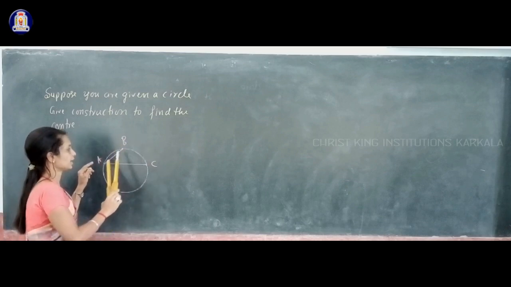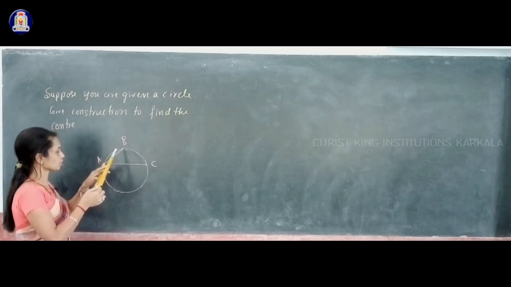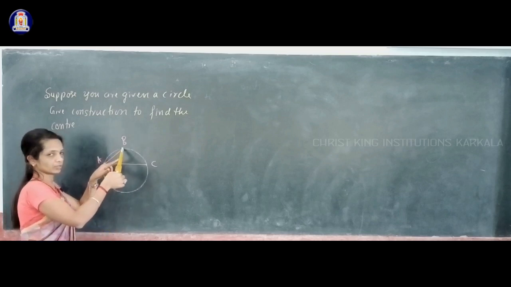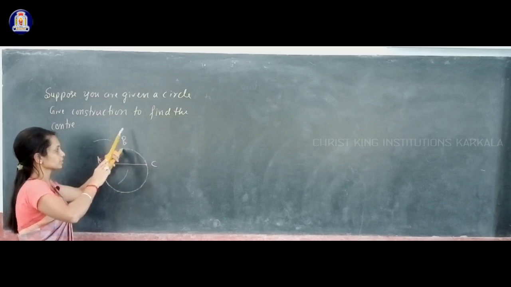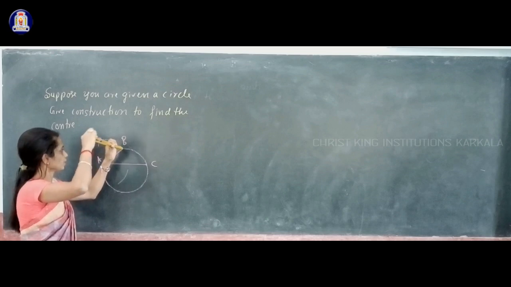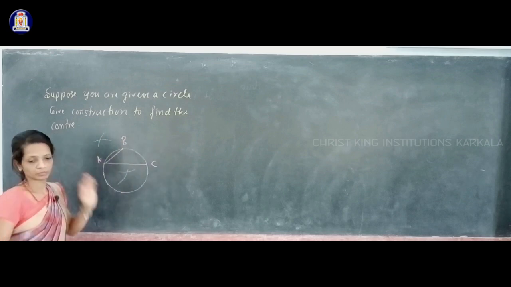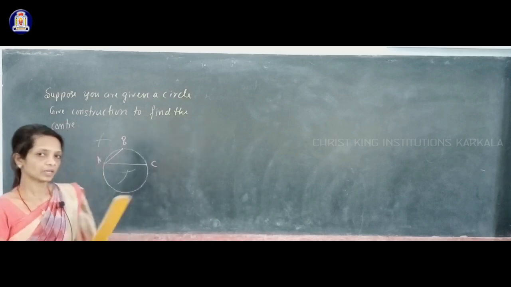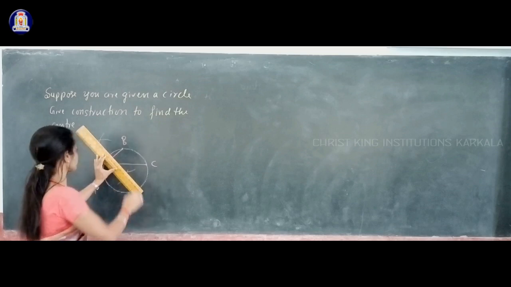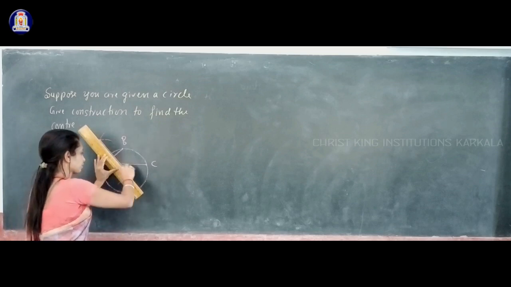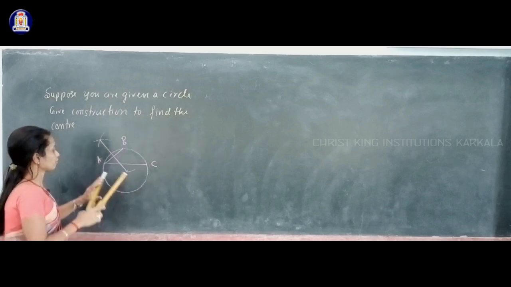After that I joined A and B and A and C. Now you have to draw the perpendicular bisectors of AB and AC. Take the AB length and draw one arc above AB and below AB. Next repeat the same by keeping the compass at B, drawing arcs above and below AB. Those arcs will meet at 2 points. You have to join those 2 points using your scale. And repeat the same procedure for AC also.